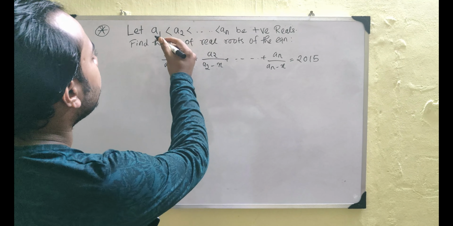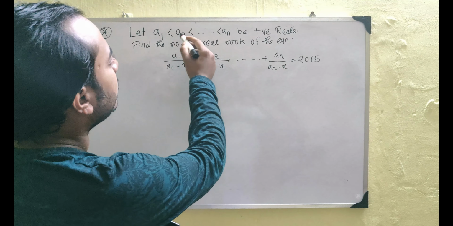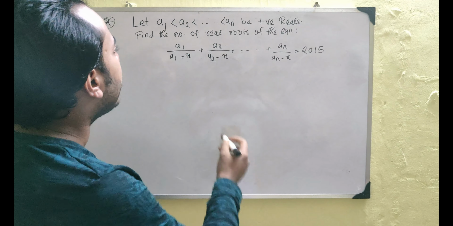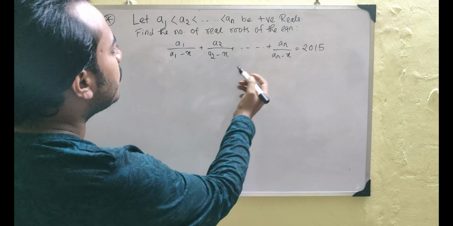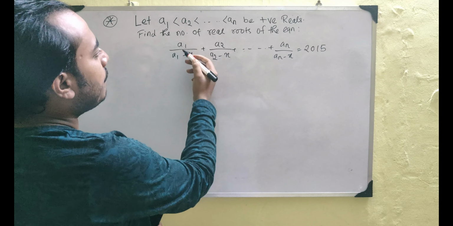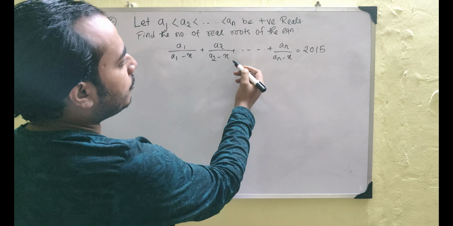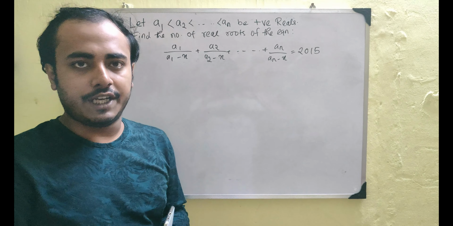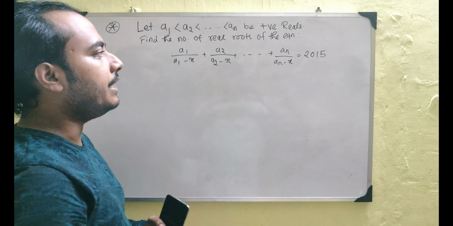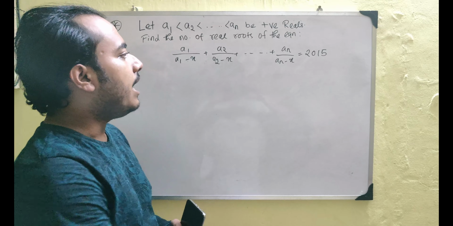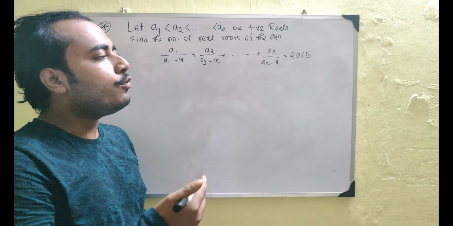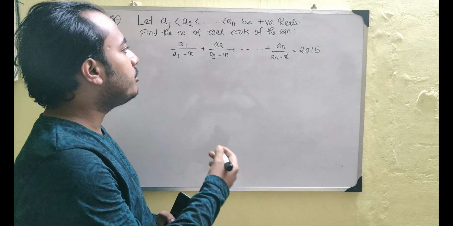So in this question we are given n real numbers in some ordering, a1 less than a2 all the way up to an, and these are all positive reals, and we have to find out the number of real roots of this equation: a1 upon a1 minus x plus a2 upon a2 minus x and plus all the way up to an by an minus x equals 2015. So it's an equation of nth degree, that much is clear, and we have to find the number of real roots. So I'm going to show you one of the ways to approach such a question.